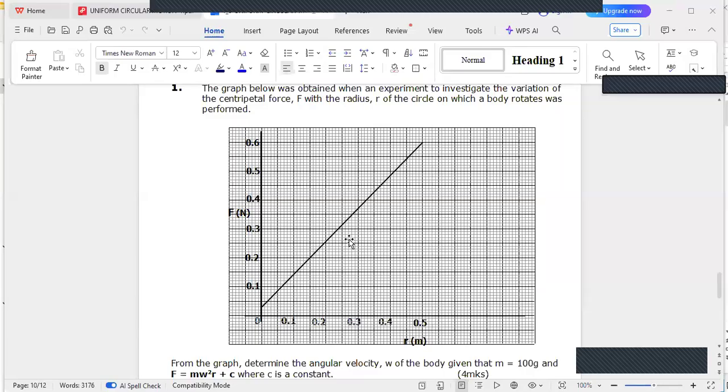Now, my slope equals change in F over change in R. So change in F is 0.6 minus 0.2. Change in R is 0.5 minus 0.2. That gives me 0.4 over 0.3. 0.4 over 0.3 gives me 1.333 newtons per meter.